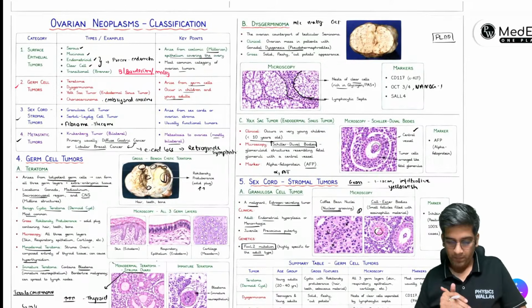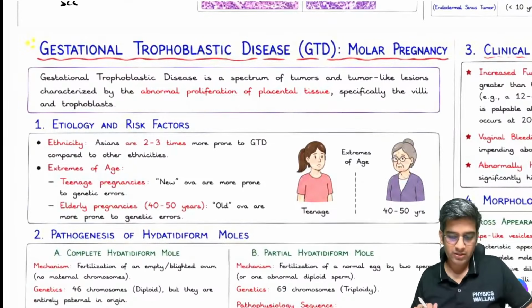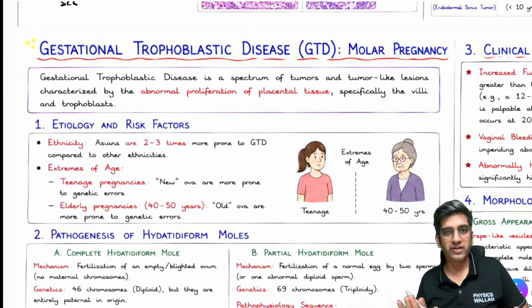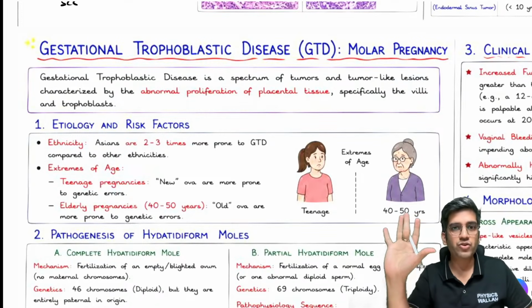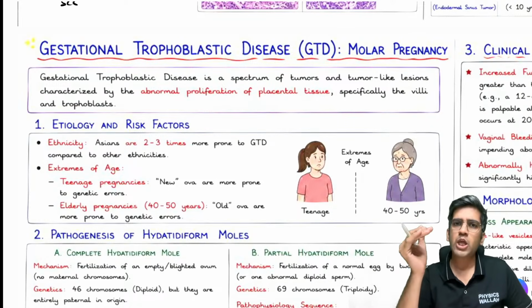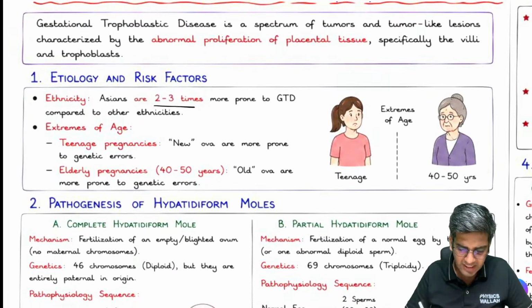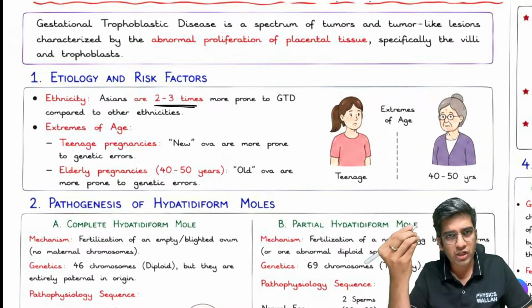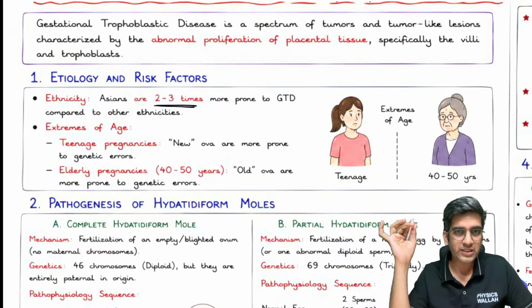Okay, 23. No. We'll look at it soon. Fine. So gestational trophoblastic diseases, here it's not only molar pregnancy. There's an entire spectrum where the placental tissues are proliferating abnormally. That's the definition of gestational trophoblastic diseases. One of them is molar pregnancy, right? So here, Asians are actually more prone to molar pregnancy and gestational trophoblastic diseases compared to other ethnicities.